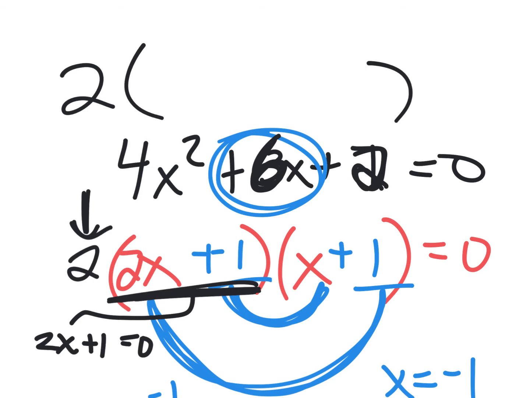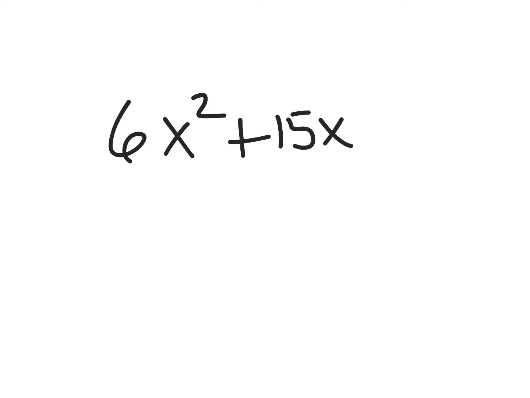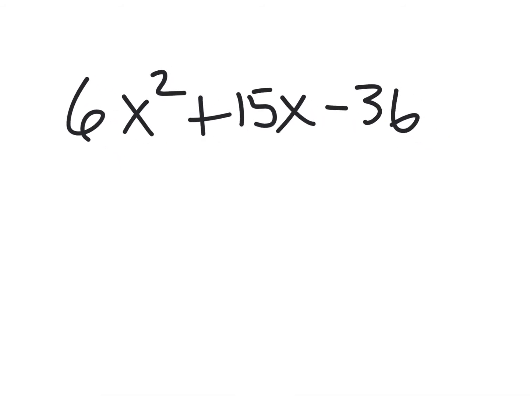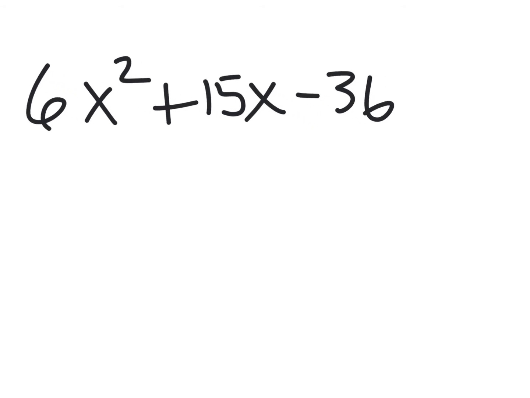Okay, so let me give you one like that where you have to factor the most complicated kind. 6x squared plus 15x minus 36. You're like, that's crazy. I can't factor that. Once you figure out the common factor and you factor it out, it's not that bad. Now let's also say equals 0 so that we can get the zeros at the end after you factored it.